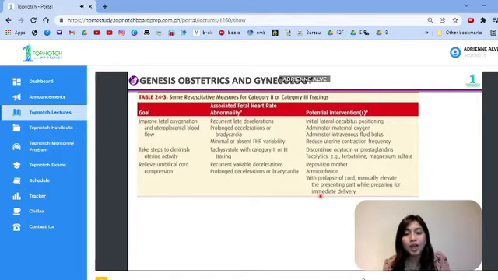CS na ba right away? Hindi naman. You have room for intervention. So essentially, when you perform these interventions, what you're trying to do is to increase the blood flow to the baby, thereby increasing the oxygen supply to the baby. So ano yung mga interventions na yun?